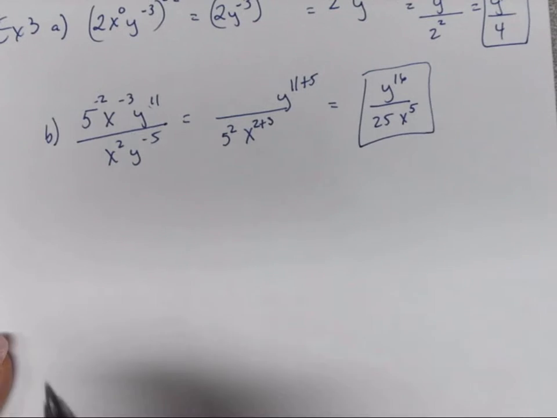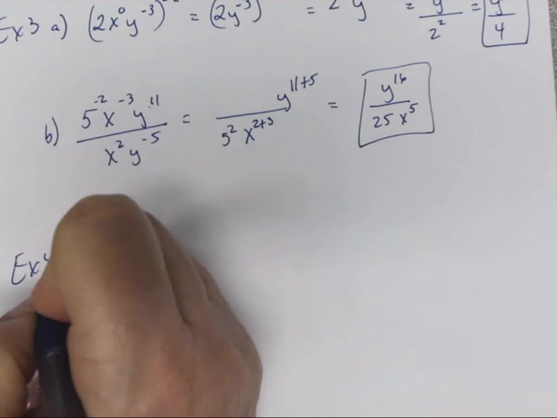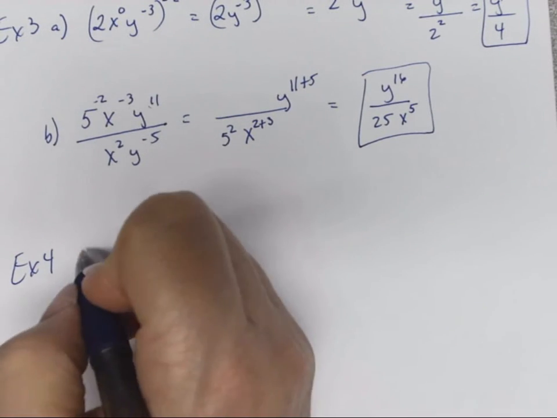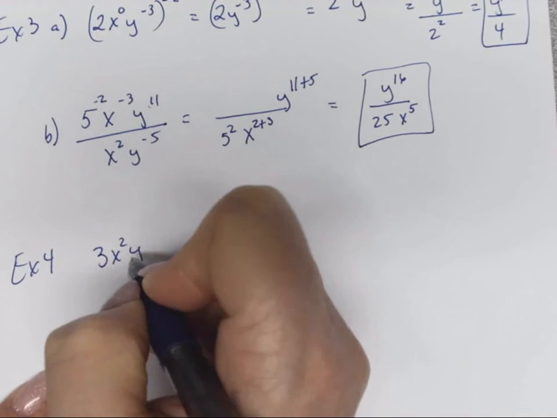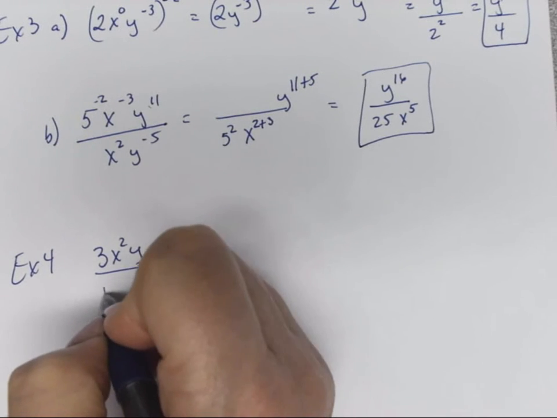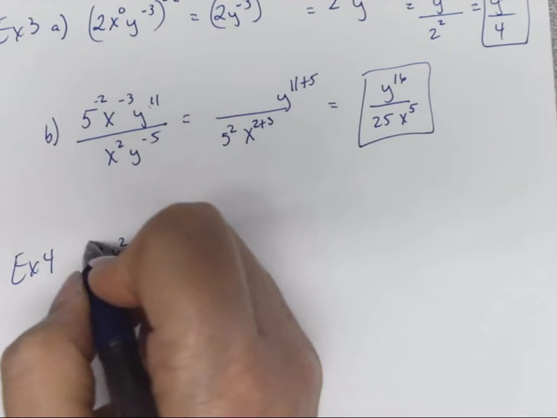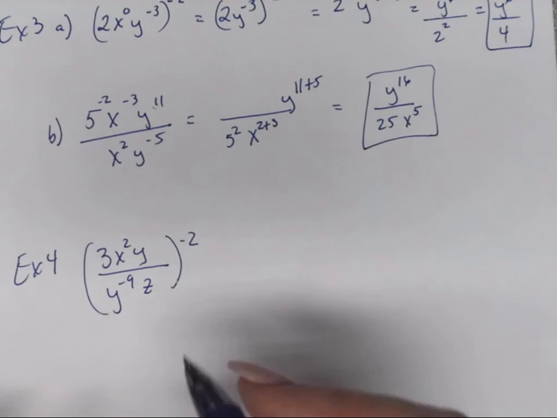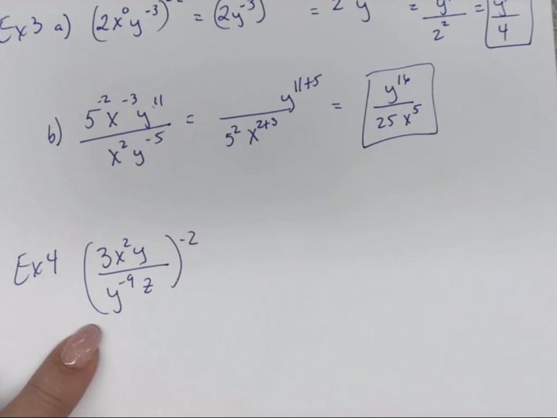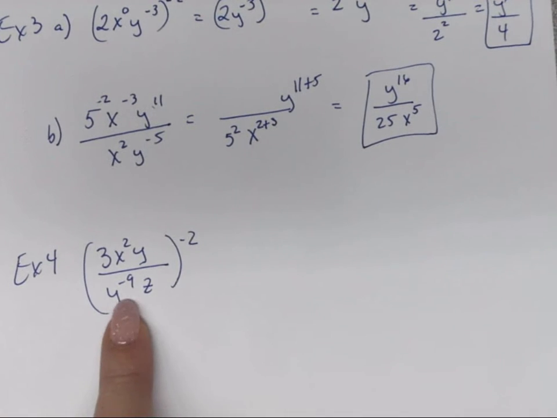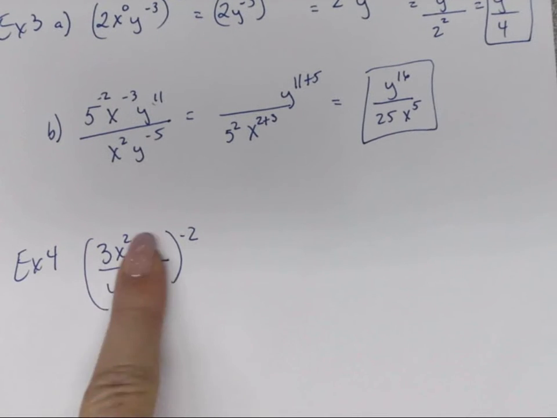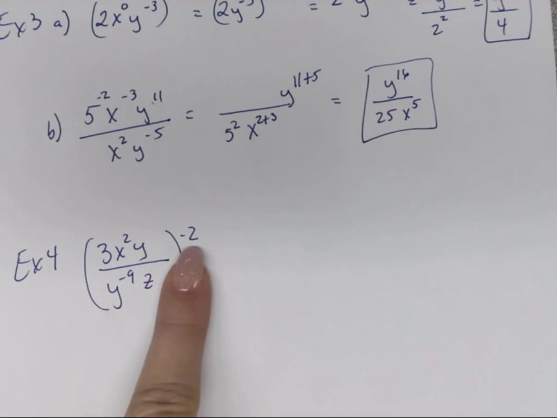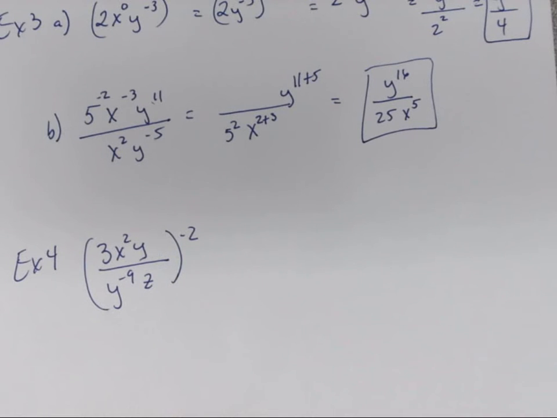All right, let's look at example 4. So for example 4, again, we're simplifying. We have (3x squared y over y to the negative 9z), all raised to the negative 2 power. So I'm going to look and see what I can do here first. Now, I have like terms, so I'm going to simplify in here first before I start raising everything to the negative 2 power because it'll simplify our problem a little bit.